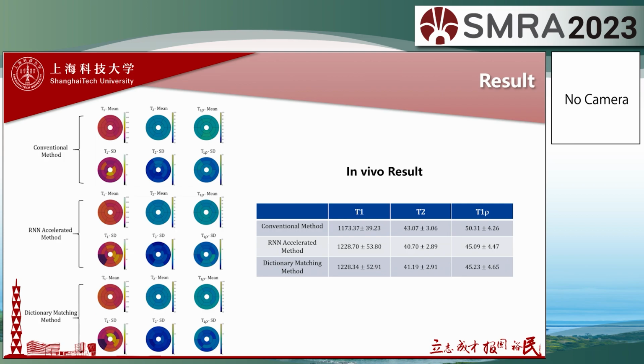However, the final result of 10 healthy subjects in the right table demonstrates the high consistency of the myocardial quantitative parameters obtained using the RNN accelerated method and the dictionary matching method.